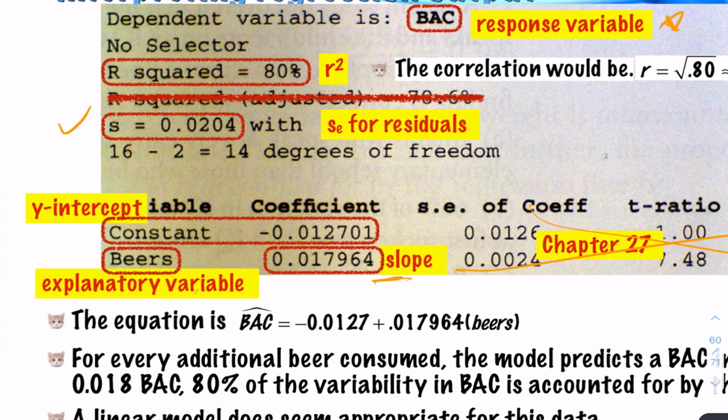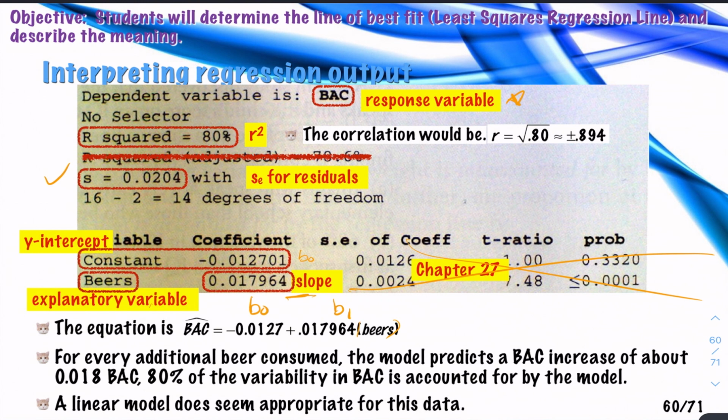What we will get is the equation. So we have our predicted blood alcohol content, or BAC hat, is equal to -0.0127, which is our y-intercept, and we have 0.017964 times the number of drinks. And that is our slope, all just pulled from the computer output. Now, whenever we're reporting out our least squares regression analysis, we are also going to interpret the slope. So for every additional beer consumed, the model predicts a BAC increase of about 0.018 BAC.